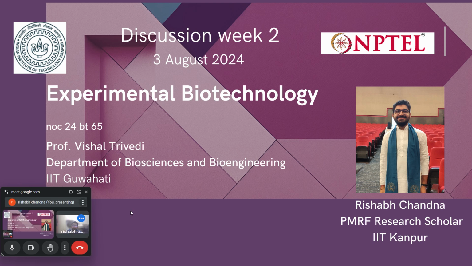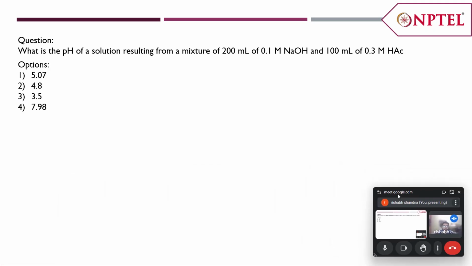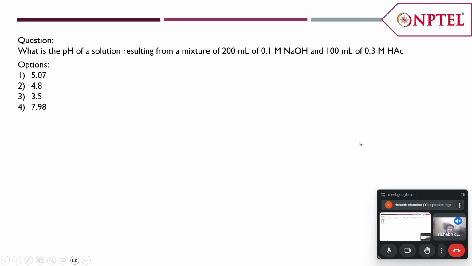Okay, if not, then we'll start with today's discussion. From the last lecture, we have one question that was left to be discussed. The question was, what will be the pH of a solution resulting from a mixture of 200 ml of 0.1 molar NaOH and 100 ml of 0.3 molar acetic acid? Did anybody try it at home? We can discuss the answer.